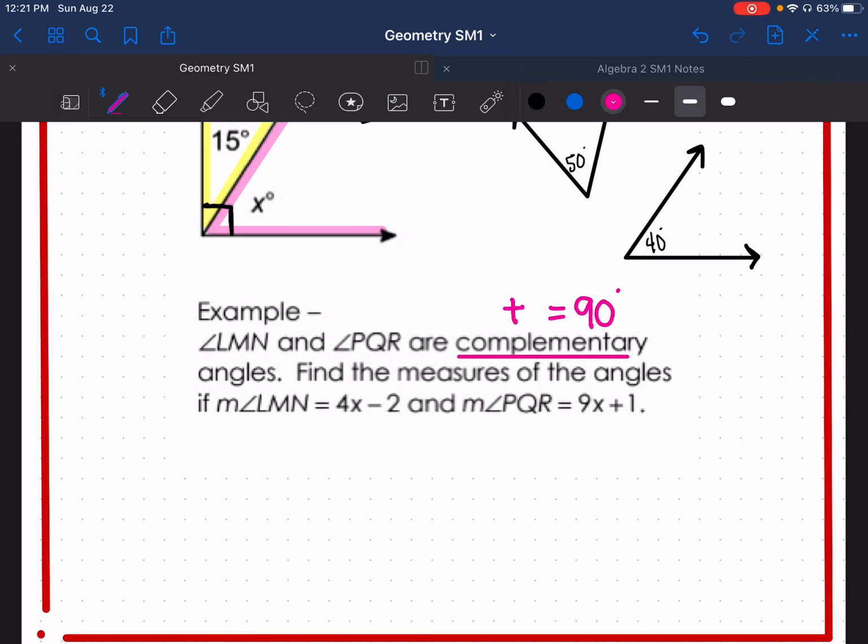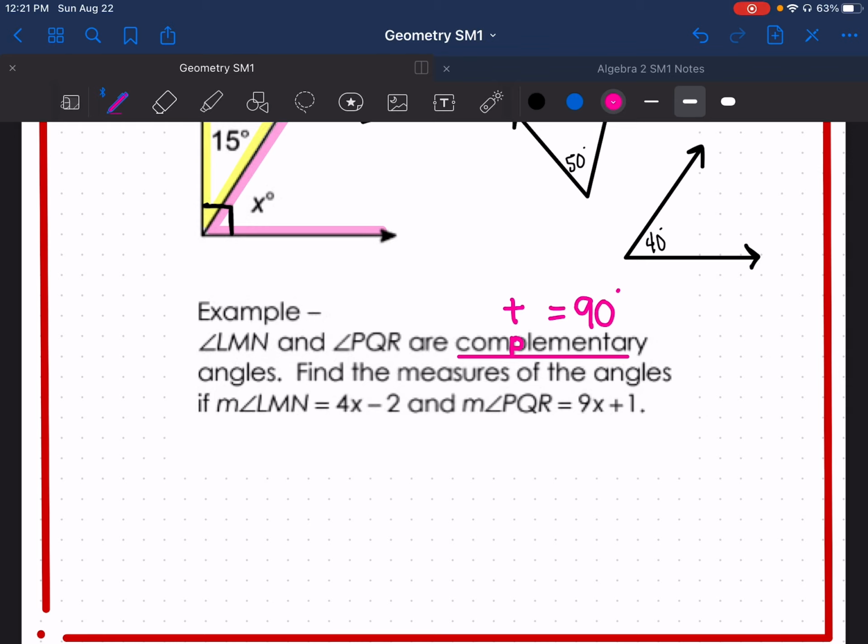equal 90 degrees. One quick way to memorize it is to look at the letter P. I'll give you a hint about that when we get to supplementary. One quick way to remember which one's 90 and which one's 180 is to look at the P, and I'll show you that in just a minute.